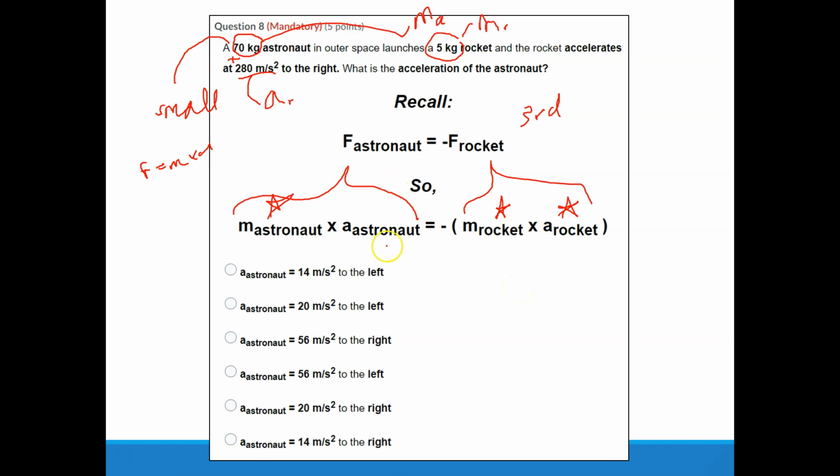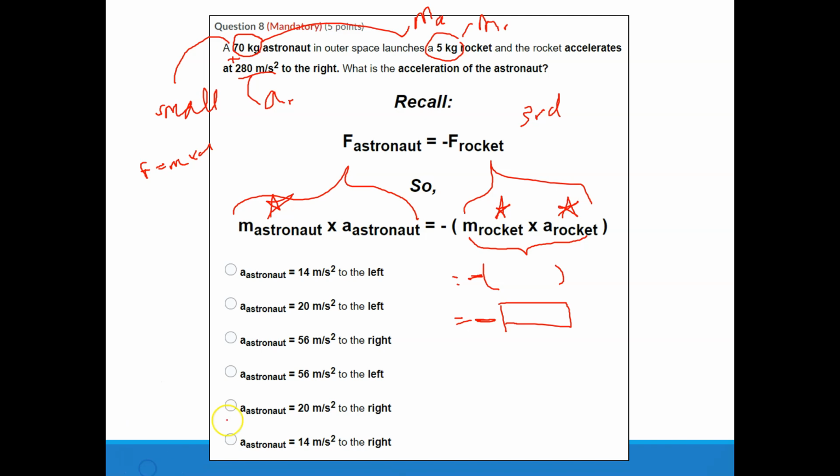Okay, so the way in which we solve this is we're first going to solve what's on the right side. First, you need to figure out what's inside of the parentheses and multiply that together. So multiply the mass of our rocket, 5 kilograms, times the acceleration of our rocket, 280 meters per second squared, and then make that number negative. So this is now a negative number, and our answer is going to be negative whatever this is.